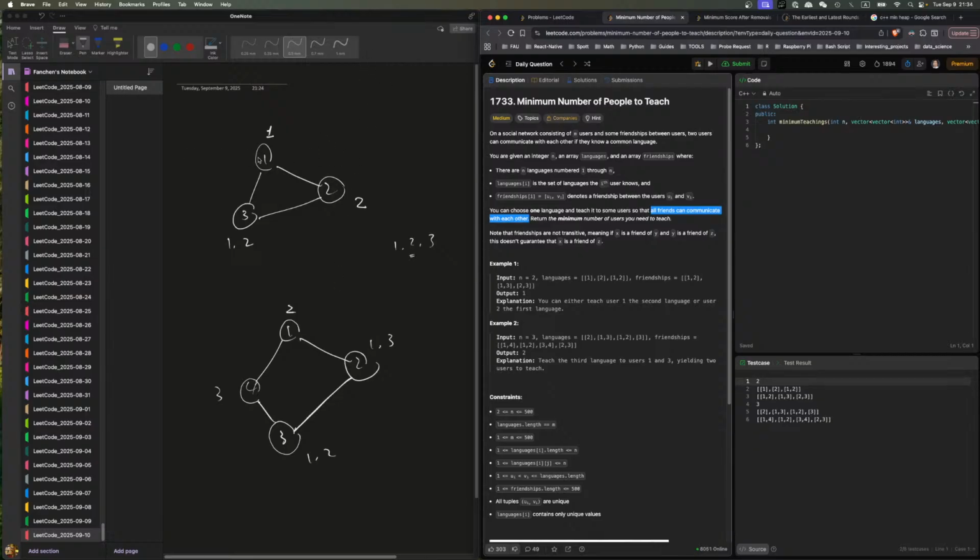Okay, here's a scenario. Right, 1 can communicate with 3. 3 can communicate with 2, but 1 and 2 are not. That's what it says. Right, they cannot communicate. But how about this? Let's say they can communicate in a language. So let's say 1 2, 1 2.